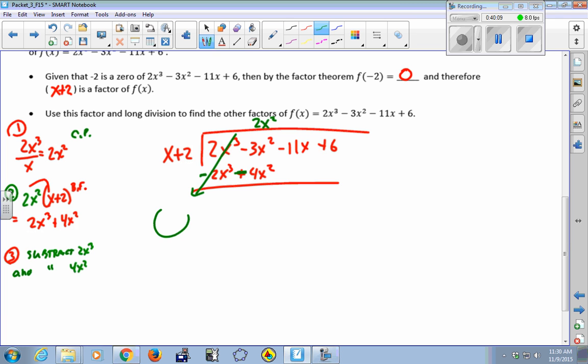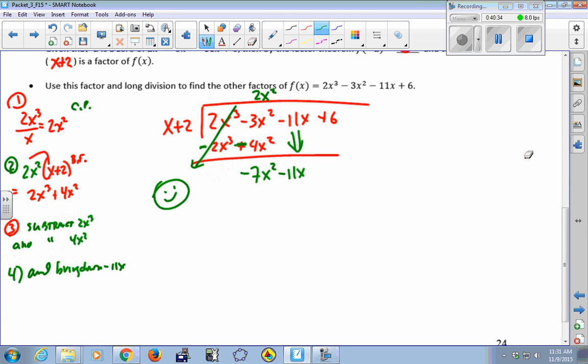2x cubed minus 2x cubed is 0. Negative 3x squared take away 4x squared is, nope, negative 7x squared. And I bring down my next term. Okay, so I subtract and bring down negative 11x. All right, almost done. I only have 2 more divisions to do. What's my next step? I think you already helped me, Josh, with the negative 7x squared, so you're done. I'm going to put Josh right here, JS. Okay.